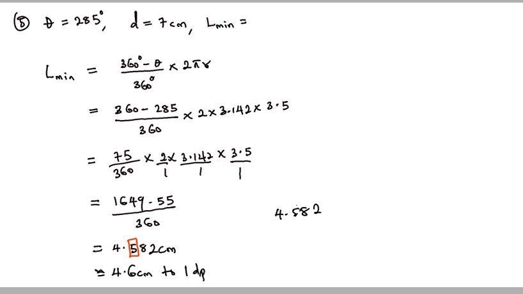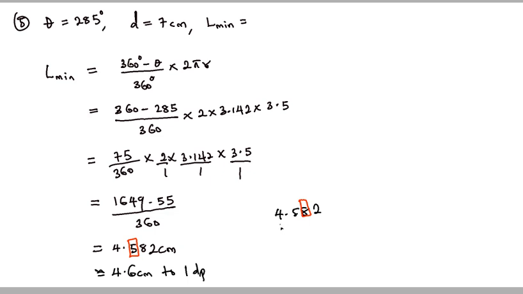The first decimal place is 5, and the second decimal place is 8. What is next to 8? It is 2. It is not up to 5, so I cannot take 1 from that 2 and add to make the 8 become 9. You only do that if it's 5 or more. So no way. So our answer is 4.6 centimeters to one decimal place.